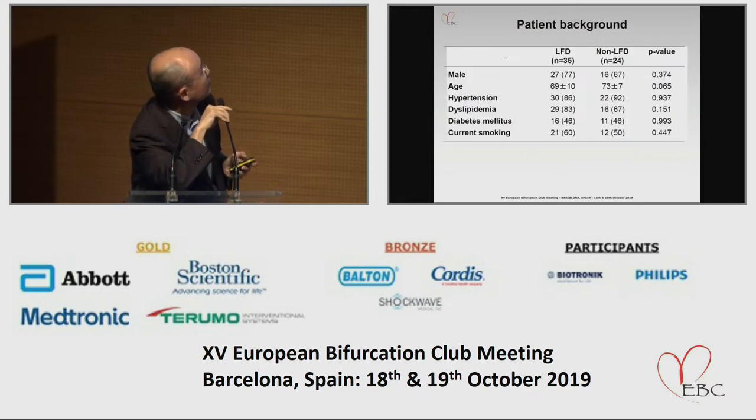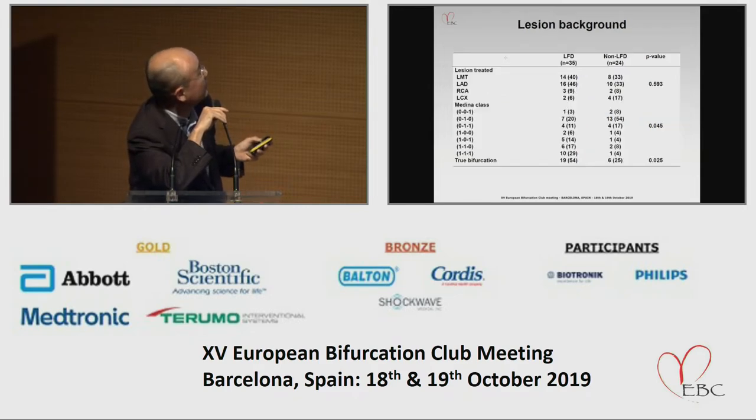In the baseline characteristics, there are no differences between the link-free and distal wiring condition group and the other. Looking at the lesion background, in this registry the left main bifurcation was included at 13 to 14%, and the rate of true bifurcation in the LFD condition is significantly higher than in the non-LFD condition.